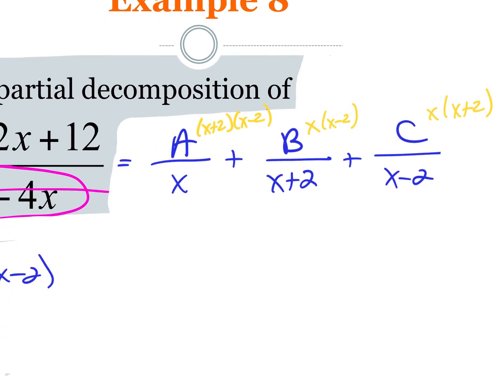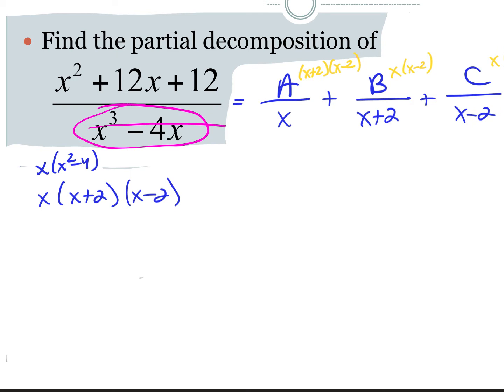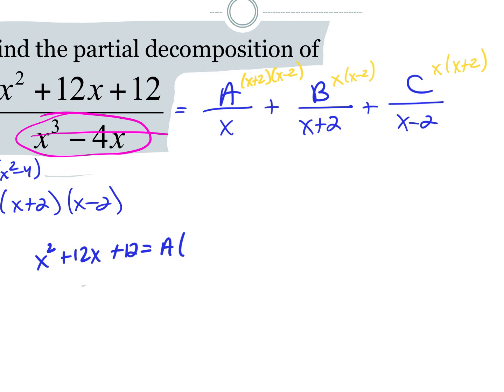Perfect. Would you just combine those, or you don't combine them? You don't have to. I mean, you can if you want to, or you can just leave them because you're just going to algebraically work it out. So it doesn't matter. Okay. So now I'm going to set up my problem, and it's going to say x squared plus 12x plus 12 equals A times, like Camilo said, you can go ahead and multiply that out if you want to, x squared minus 4, right?